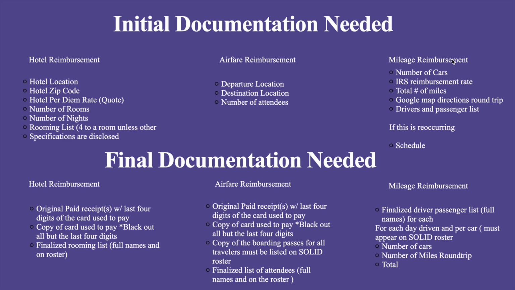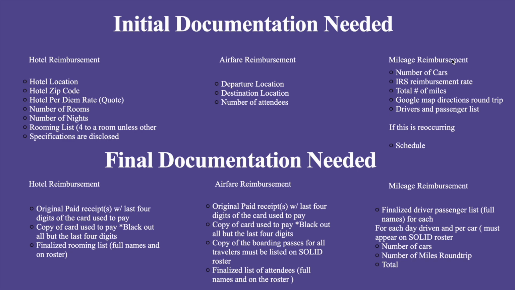For airfare reimbursement, we ask that you provide original paid receipts with the last 4 digits of the card used to pay visible, a copy of the card used to pay with only the last 4 digits visible again, a copy of the boarding passes, and a finalized list of attendees that only has the names that appear on the roster.